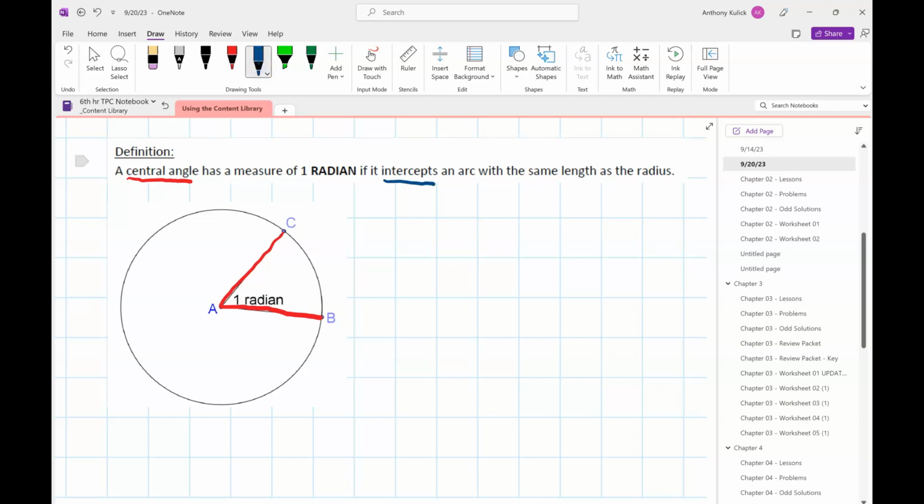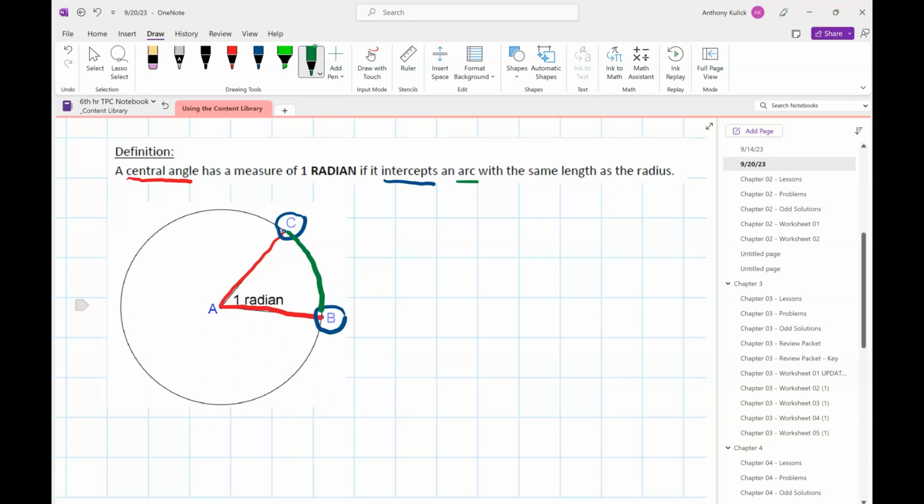When we say intercepts, that means that the central angle has to intersect the circle in some way. We see that both arms of our angle intercept the circle. And then it's talking about an arc. An arc is just part of the perimeter of a circle. In this case, our arc would be the arc CB that we'd be concerned with. That would be the intercepted arc, the arc between the arms of our angle.